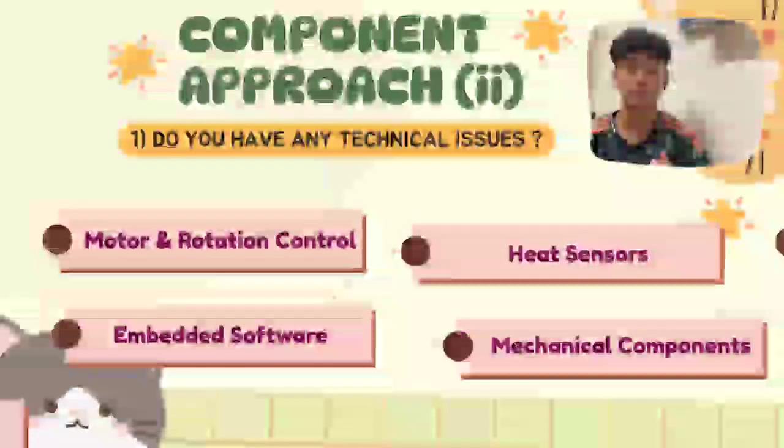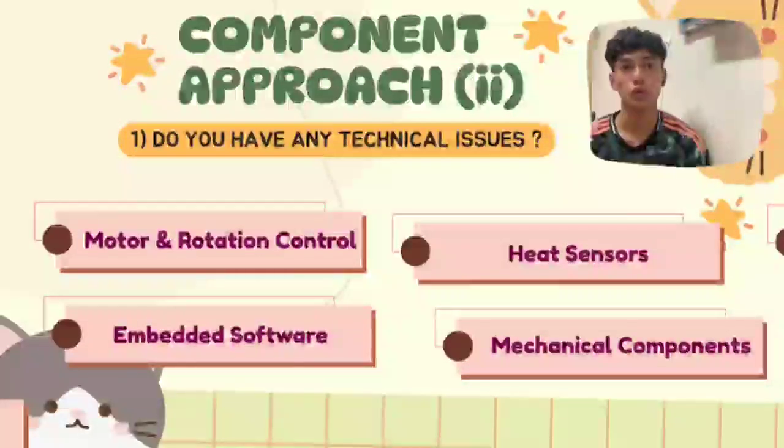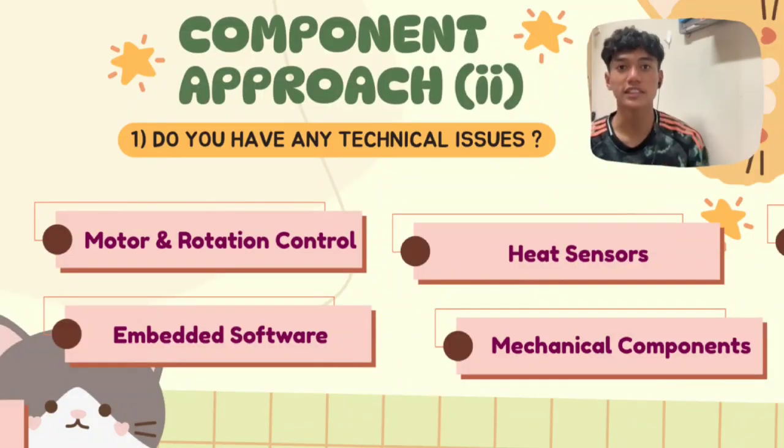I will explain the possible technical issues related to each main component of our system. Firstly, the heat sensor. Several issues might occur, such as inaccurate temperature reading, sensor drift over time, or faulty calibration. This problem can affect the ability of the system to detect heat correctly.